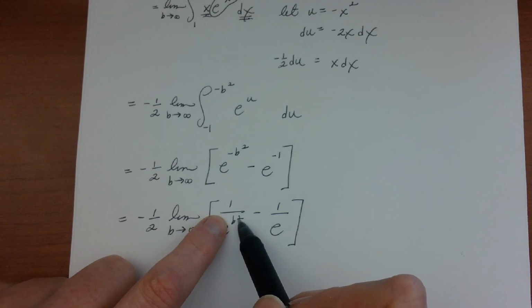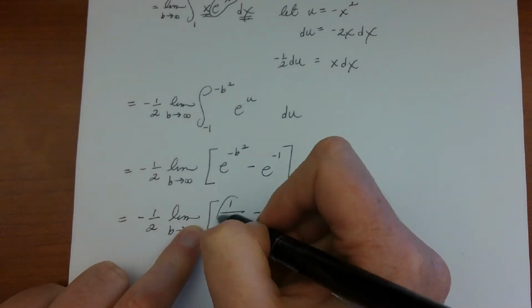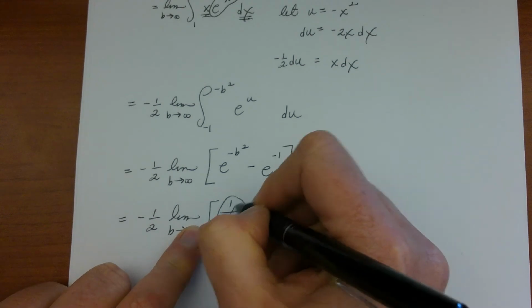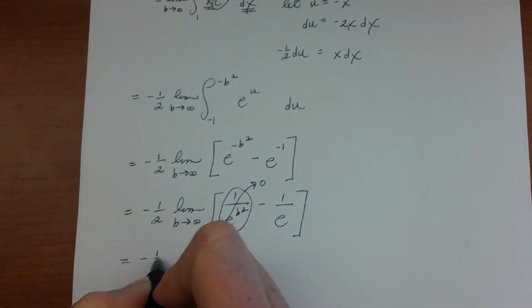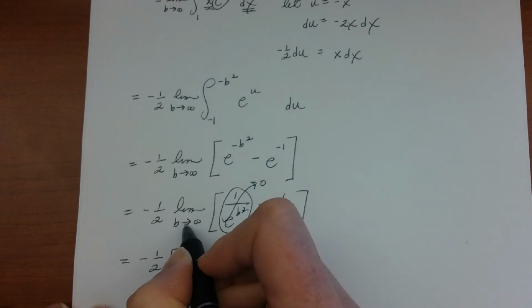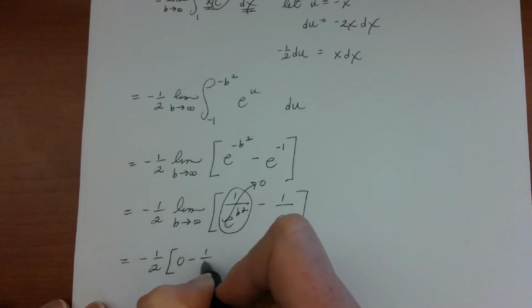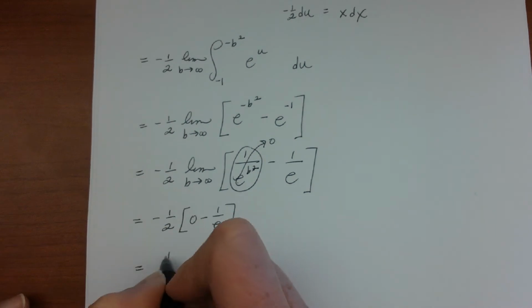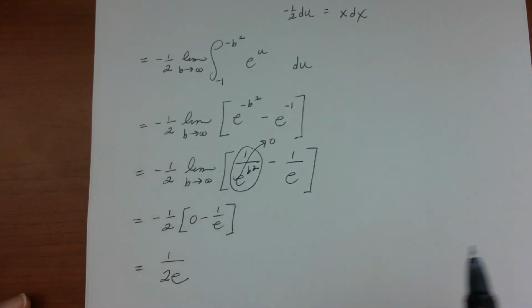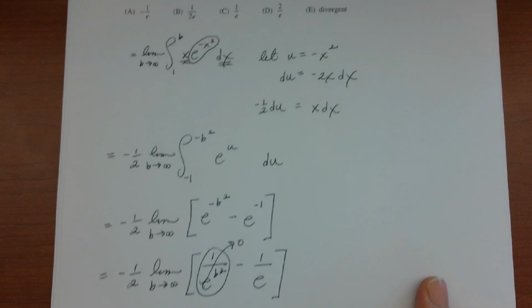And then let's see what happens when we let b approach infinity. So we'd have infinity squared, which is infinity, e to the infinity is infinity, and 1 divided by infinity would approach 0. So you're left with negative 1/2 times 0 minus 1 over e. So multiply what's left, and we'd end up with 1 over 2e, which matches up, my friends, with b.